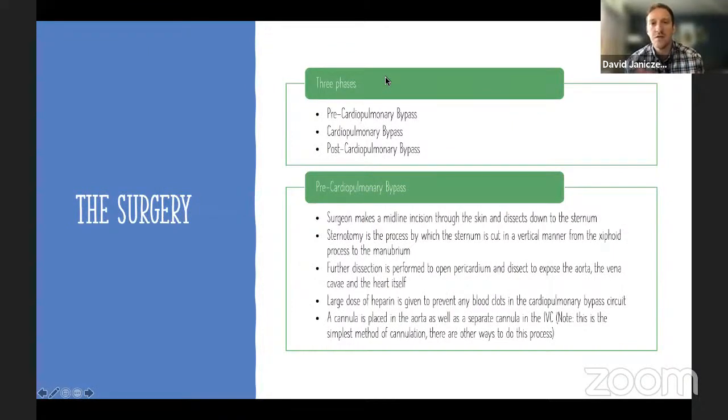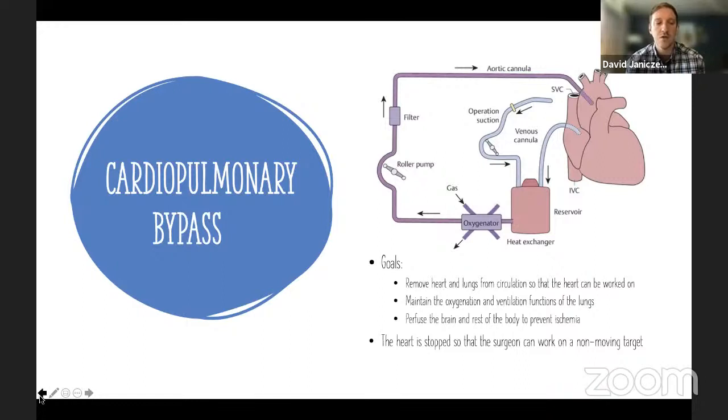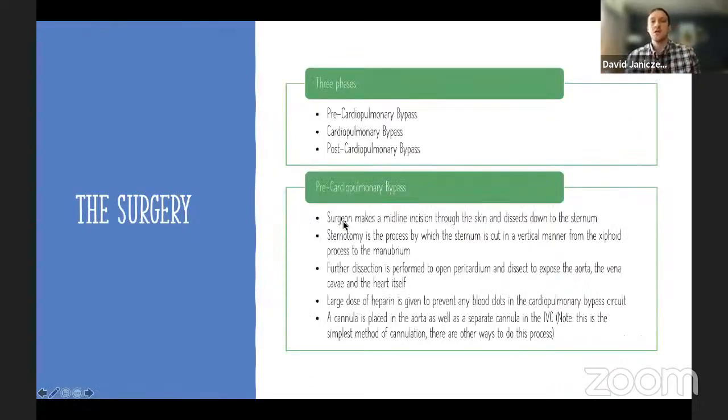So I like to just divide it into three phases: pre-cardiopulmonary bypass, the cardiopulmonary bypass phase, and then post bypass. So basically pre-bypass, the surgeon makes an incision through the skin in the chest, and dissects down to the sternum. Sternotomy is then done, which is basically where the sternum is cut in a vertical direction from the xiphoid to the manubrium. And then they open up the chest and do some more dissection down to the heart itself. They expose the big vessels, the aorta, the vena cava, and then also the heart itself.